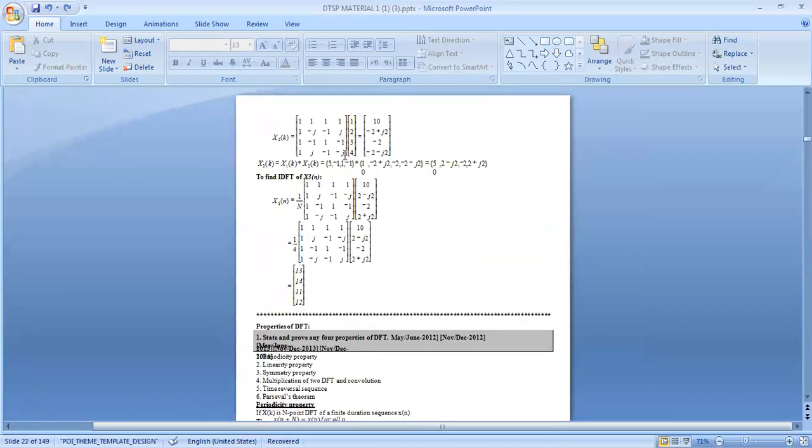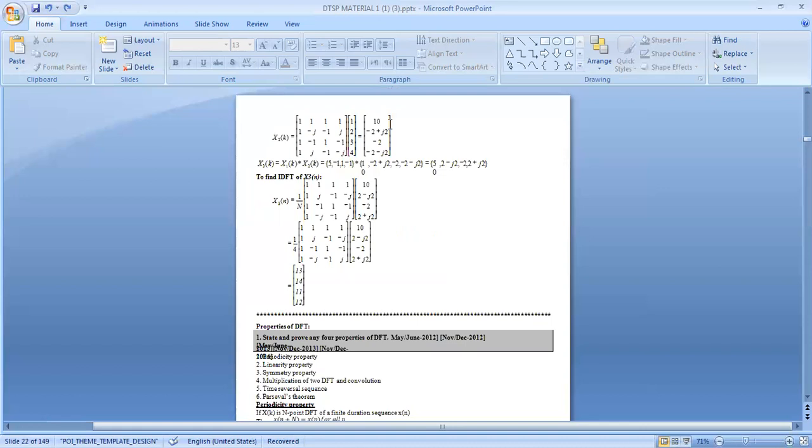We'll have 1, 2, 3, 4. So what you will be doing is again multiplying the row matrix with the column matrix. So we'll be getting 1 into 1 plus 1 into 2 plus 1 into 3 plus 1 into 4. So the entire term addition will be equivalent to 10.